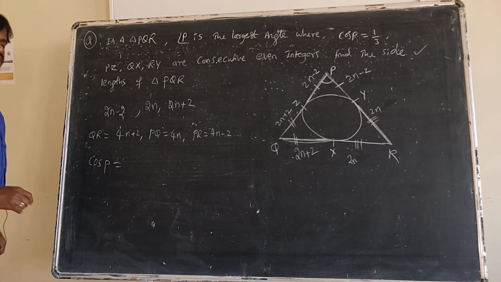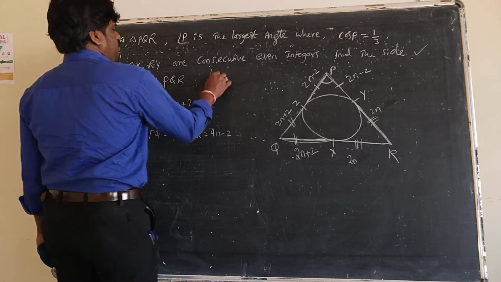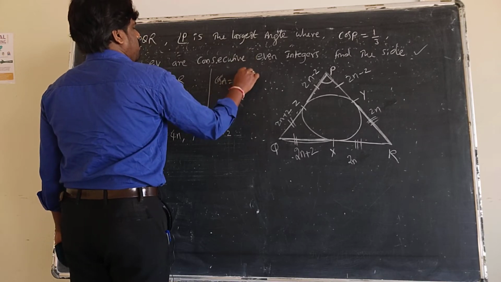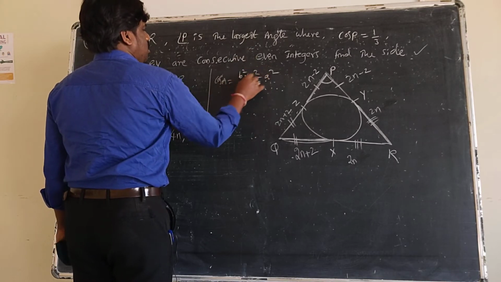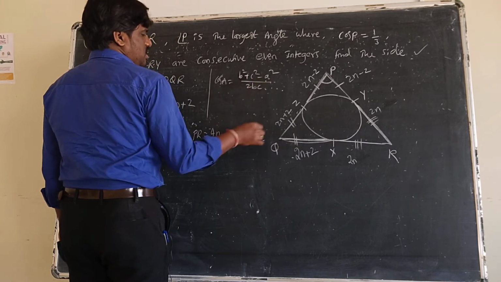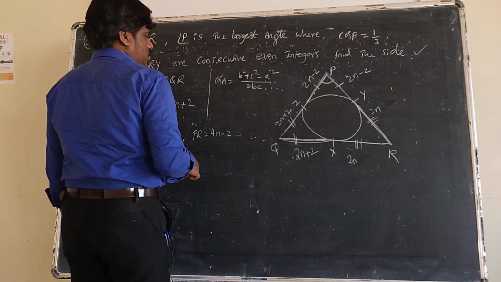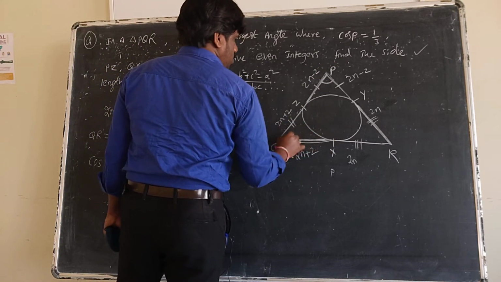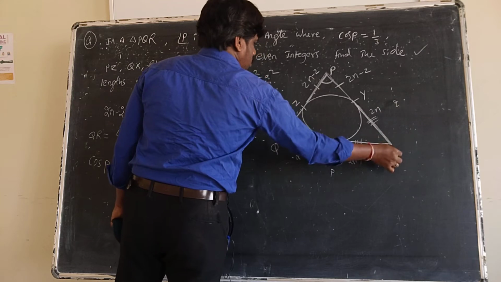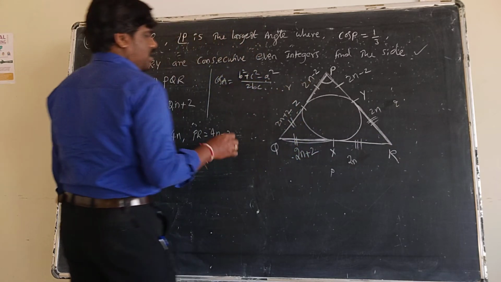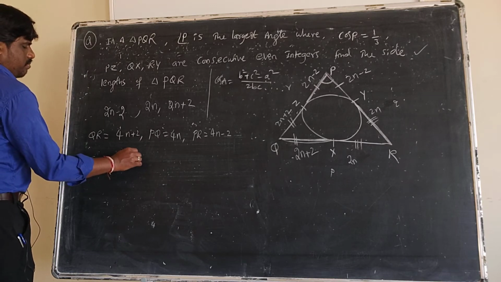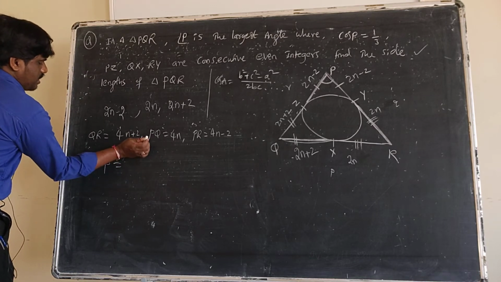Cos A formula I told you. If this is PQR, what is the cos A formula? Cos A is equal to b square plus c square minus a square upon 2bc. These are the lengths of the sides. Here capital P is opposite to small p, capital Q is opposite to small q, and capital R is opposite to small r. According to this, the lengths will be this. So cos P value will be q square plus r square minus p square upon 2qr.